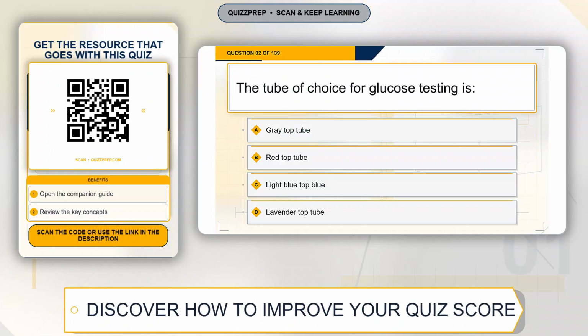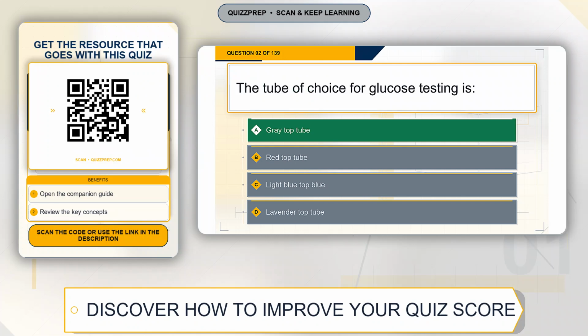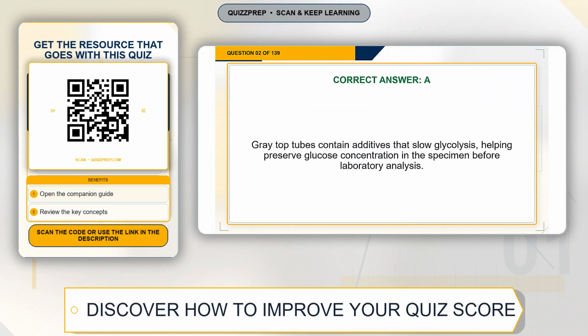Question 2. The tube of choice for glucose testing is Option A, gray top tube. Option B, red top tube. Option C, light blue top tube. Option D, lavender top tube. The correct answer is option A, gray top tube. Explanation. Gray top tubes contain additives that slow glycolysis, helping preserve glucose concentration in the specimen before laboratory analysis.